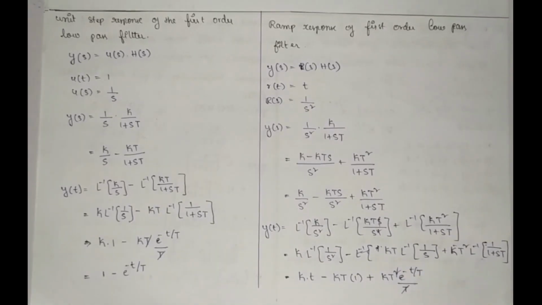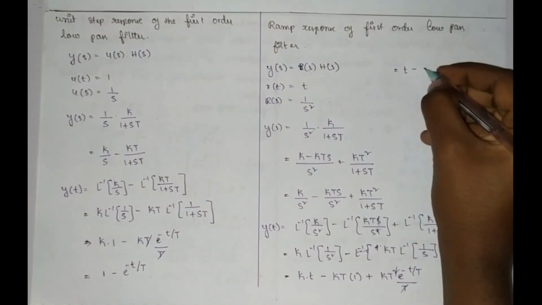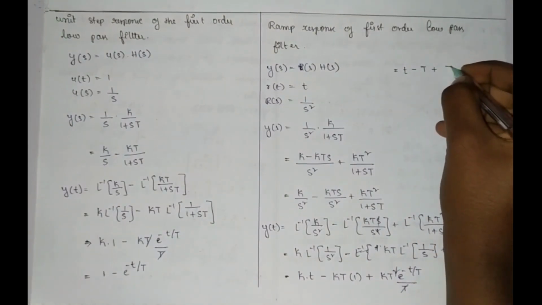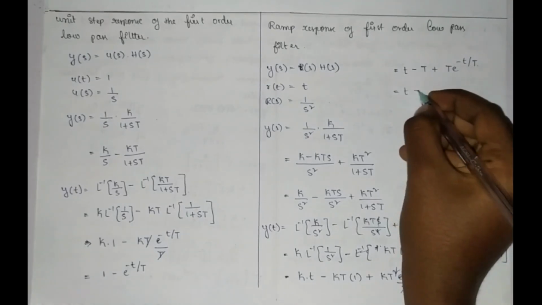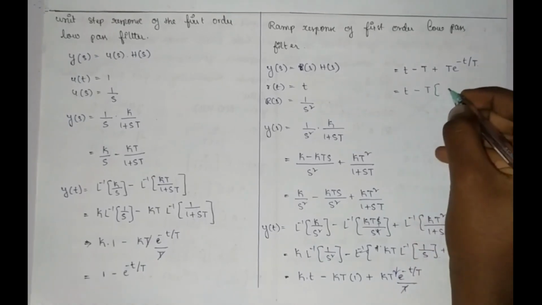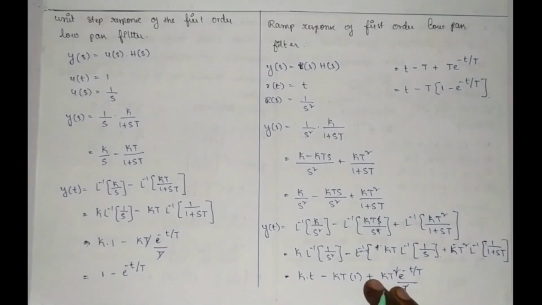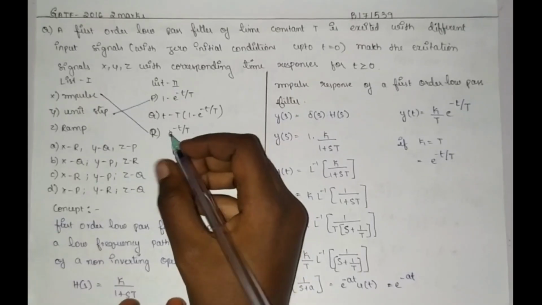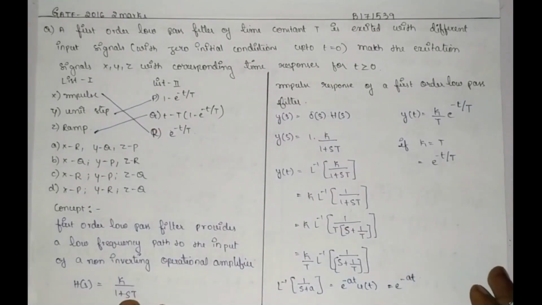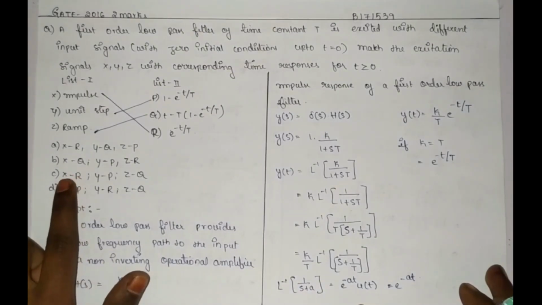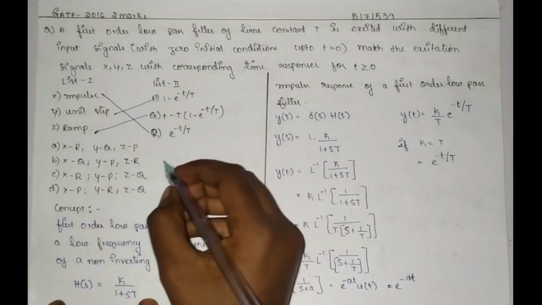So if k is equal to 1, y of t becomes t minus t plus t into e power minus t by t, which is equal to t, if we take t common, 1 minus e power minus t by t. So let's match this. So the option is X R, Y P and Z Q. Option C is correct.